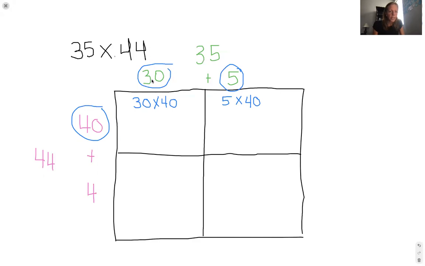When I get down here, 30 is on top, so I'm going to put 30 here. But now we have 4 that's on the left. So I'm going to multiply 30 times 4. And then our last box, 5's on the top, 4 here, so 5 times 4.